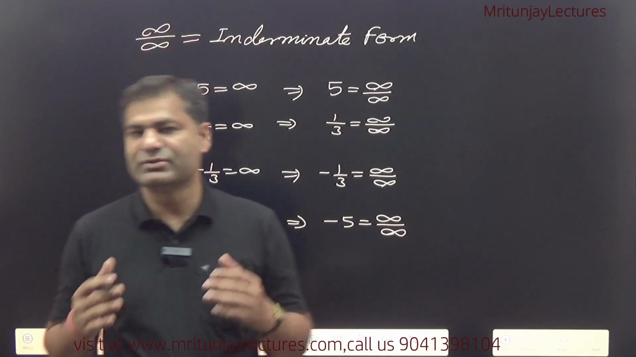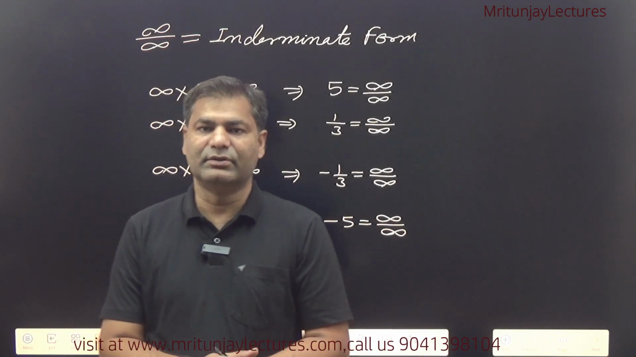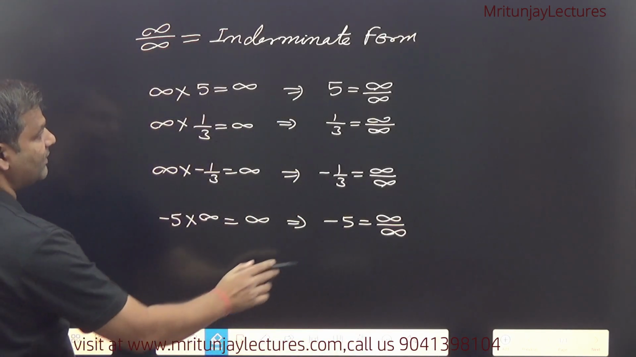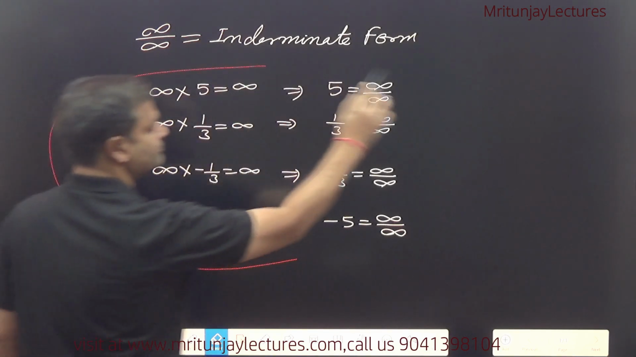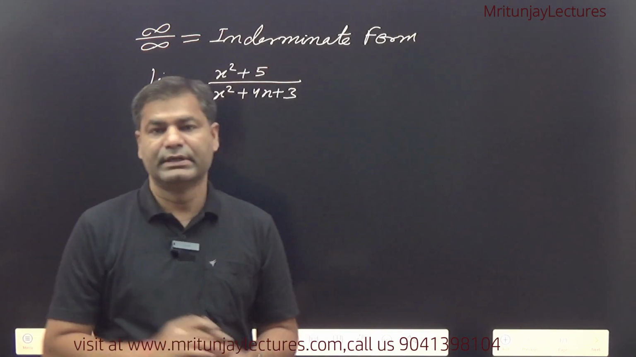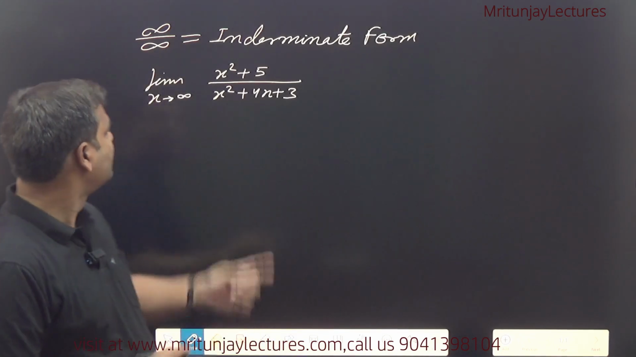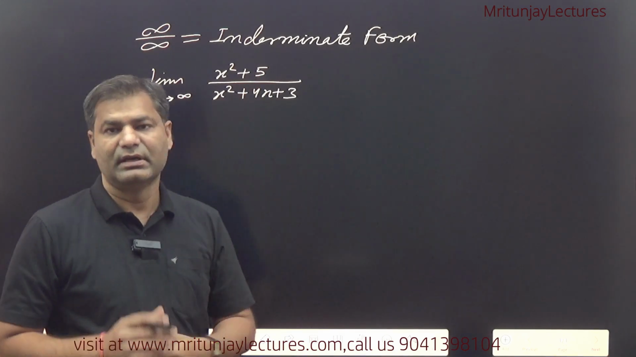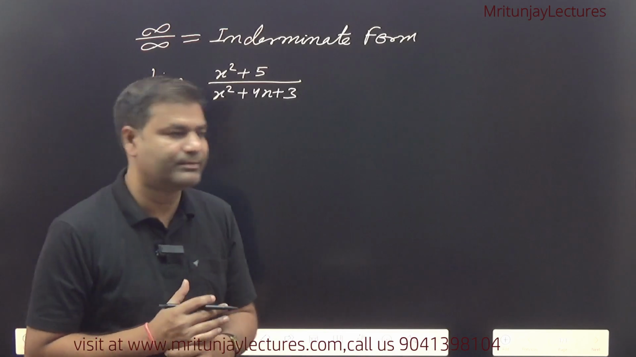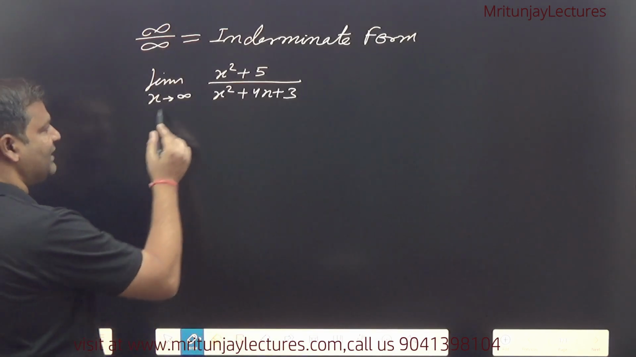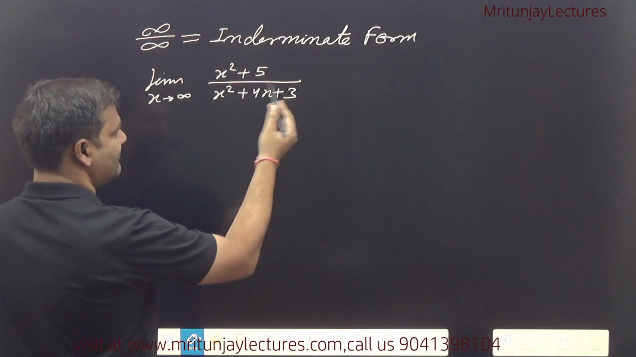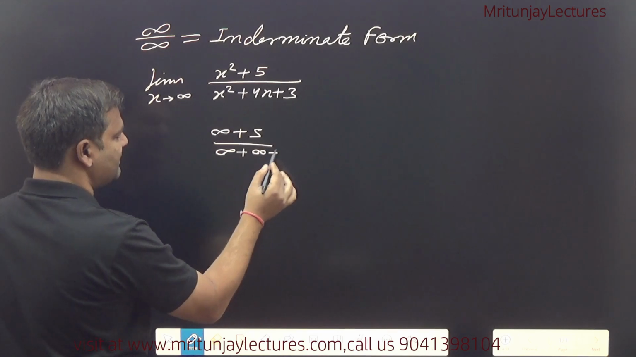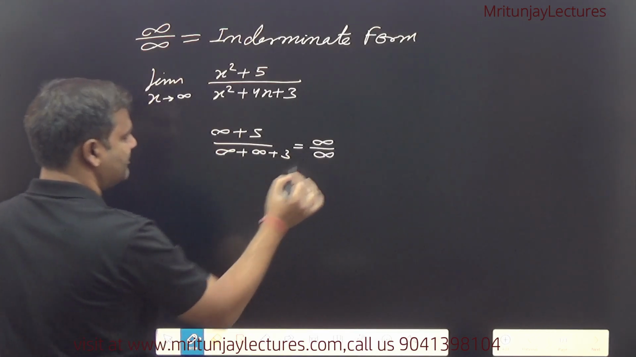So how can we solve this type of problem? Look here. First of all, make it. After that, I will focus on some problems. How can we solve this type of problem? Simply, here x tends to infinity, so (x square plus 5) upon (x square plus 4x plus 3). If you see very carefully, put infinity, then we get (infinity plus 5) divided by (infinity plus 4 infinity plus 3), means we get infinity by infinity.